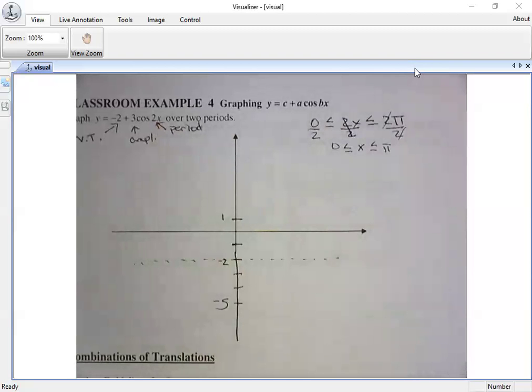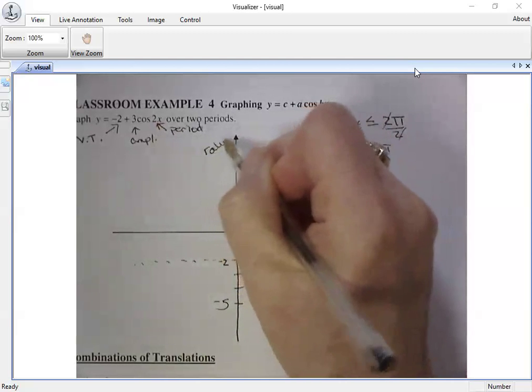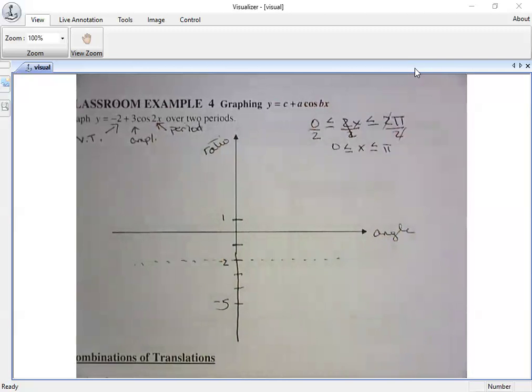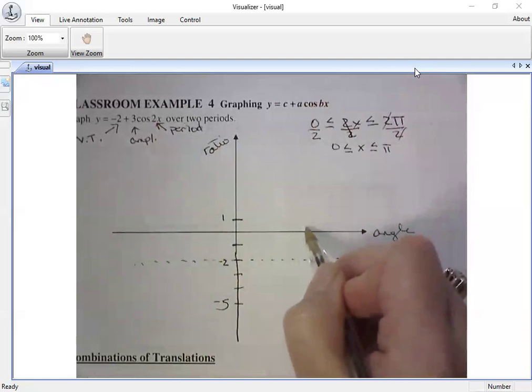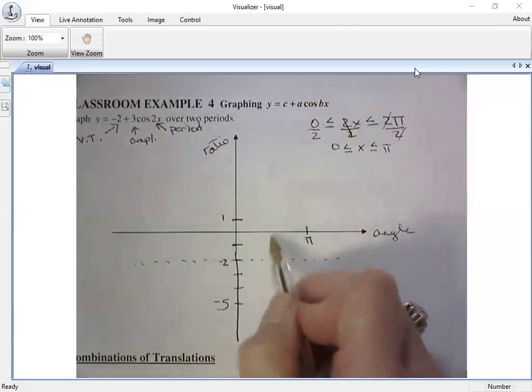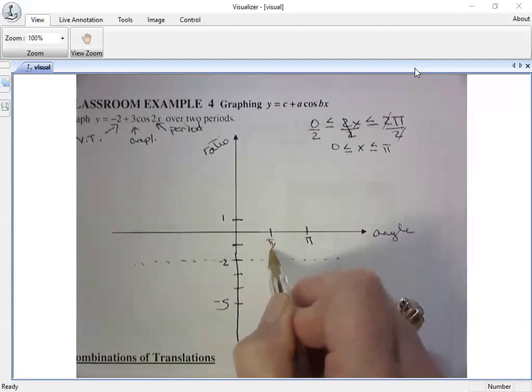So tell me how we want to mark our x-axis. Remember, this is our ratio on the y. We've got to get our angles on the x. So if one complete period goes from 0 to pi, all right, what is halfway between 0 and pi? 1 pi over 2. Very good, pi over 2.